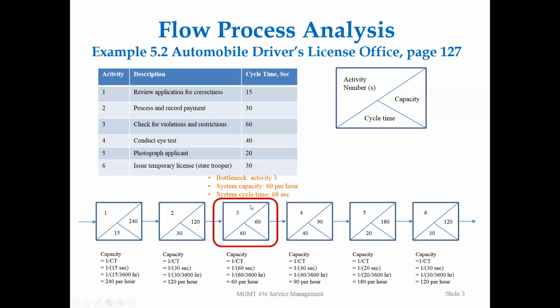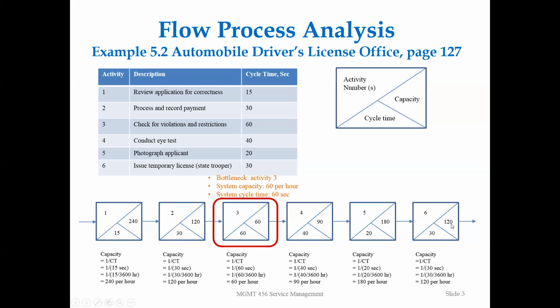By adding one more person to increase the capacity for activity 3, we can double the capacity for activity 3. However, we may not be able to double the capacity for the entire process. If we double the capacity and make it 120, we will see a new bottleneck activity. The new bottleneck activity becomes activity 4.